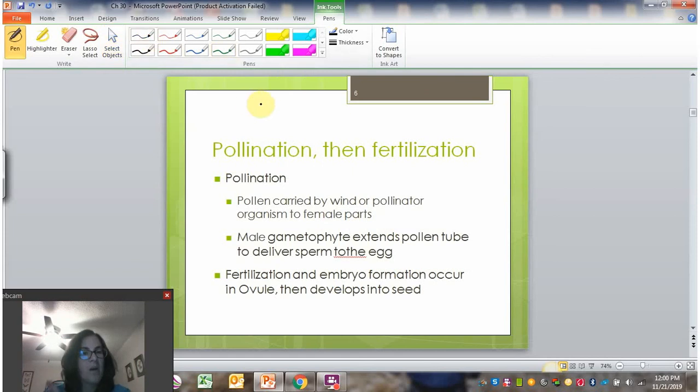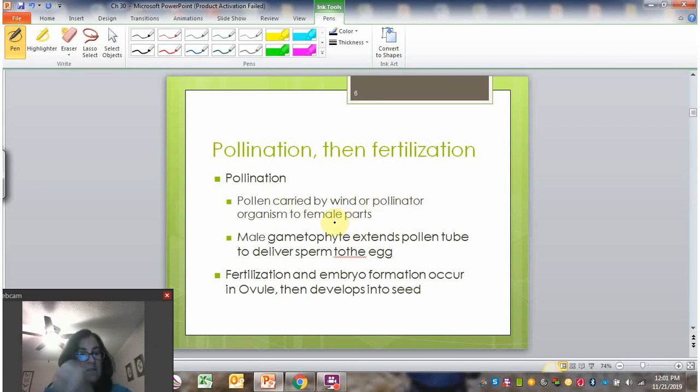So having the pollen and the ovule adds a separate layer to the process of the sperm getting to the egg. So in seed plants, pollination happens, then fertilization can occur. In pollination, pollen is carried either by the wind or a pollinator like a bee or a butterfly or a bird. And the pollen then lands on the female part.